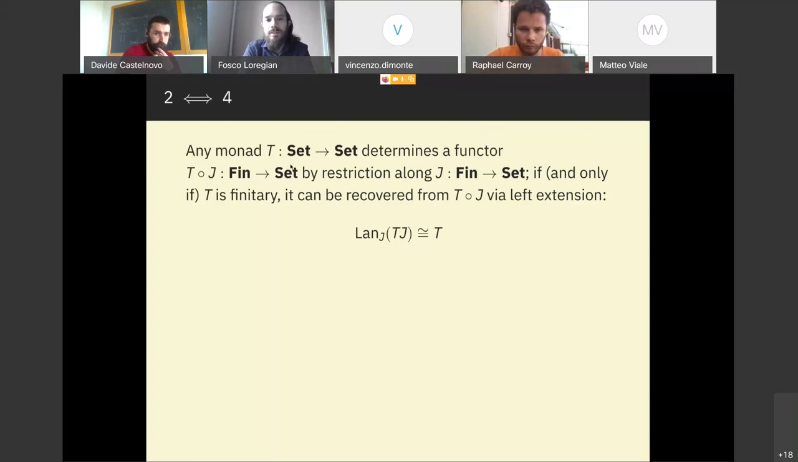Okay, let's take a monad on the category of sets, and let's restrict it to Fin by precomposing it with J, the inclusion of Fin into Set. Now, with another categorical construction that is called a Kan extension along J, I can reconstruct T, because if I perform this Kan extension along J of the composition TJ, I can recover T if and only if T was a finitary monad.